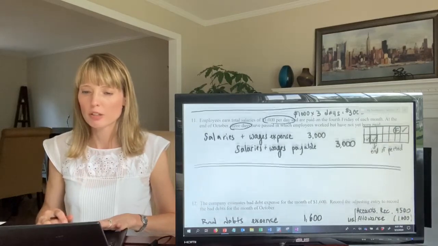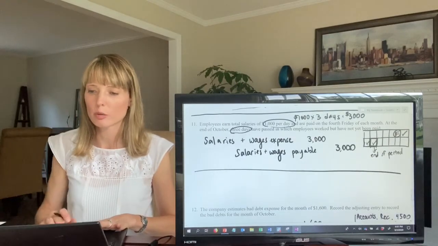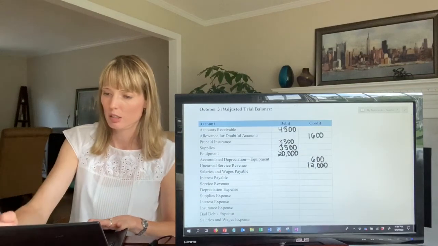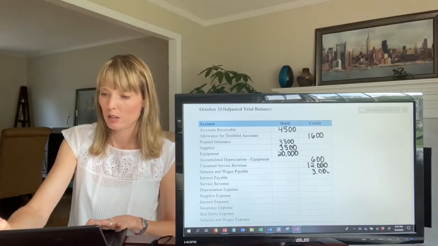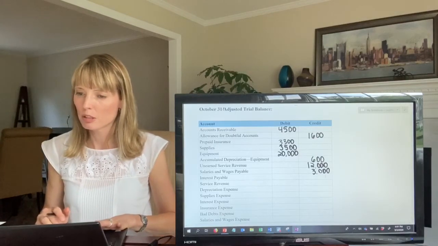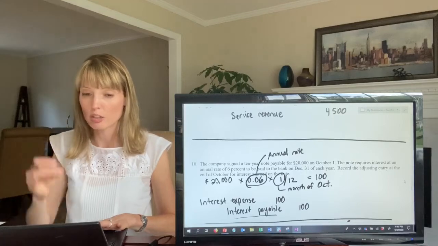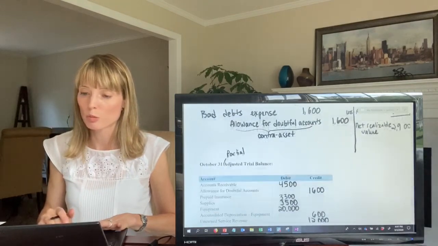Salaries and wages payable, the ending balance is just our one entry that we recorded for the 3 days that employees worked and have not been paid. Interest payable, we recorded one entry for interest, and that was in transaction 10. Interest payable is 100.